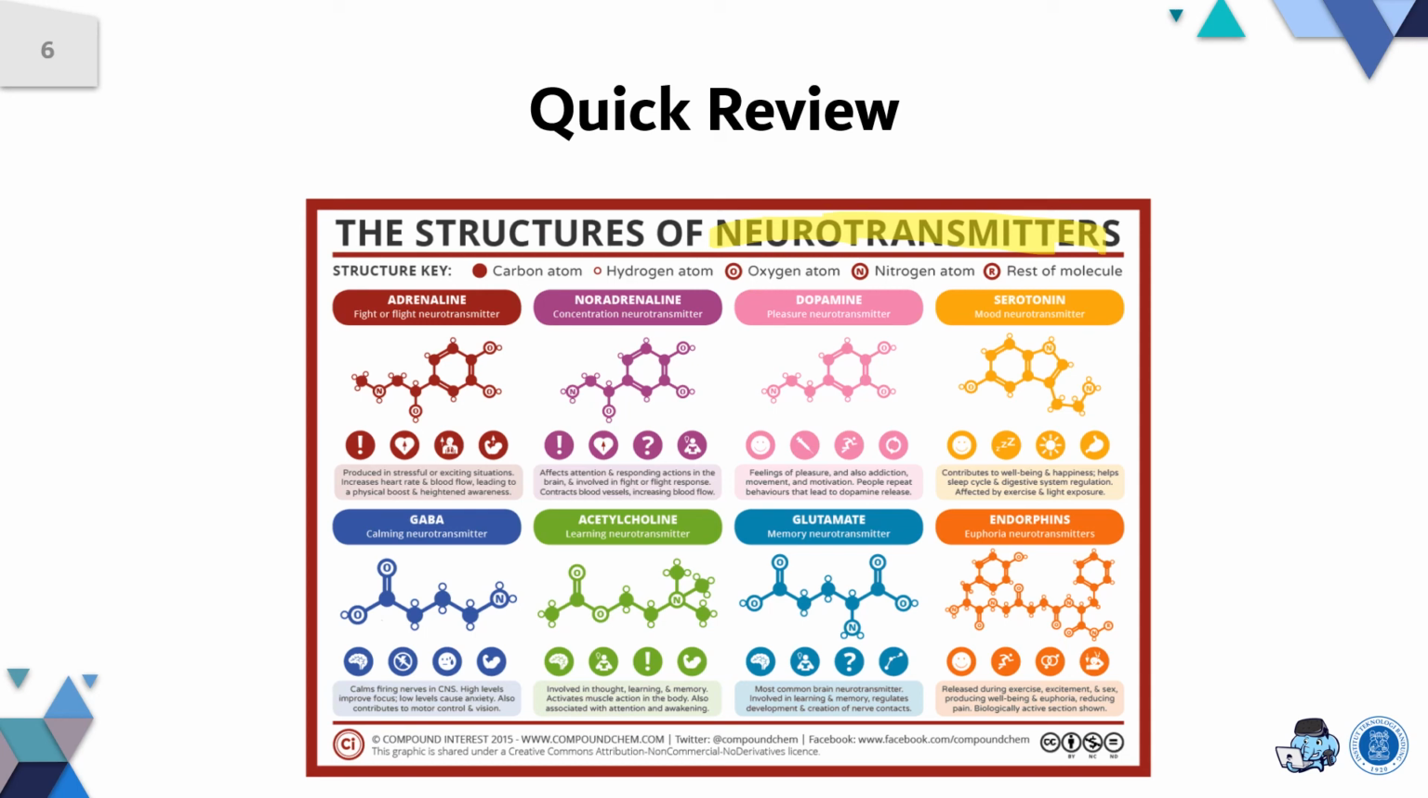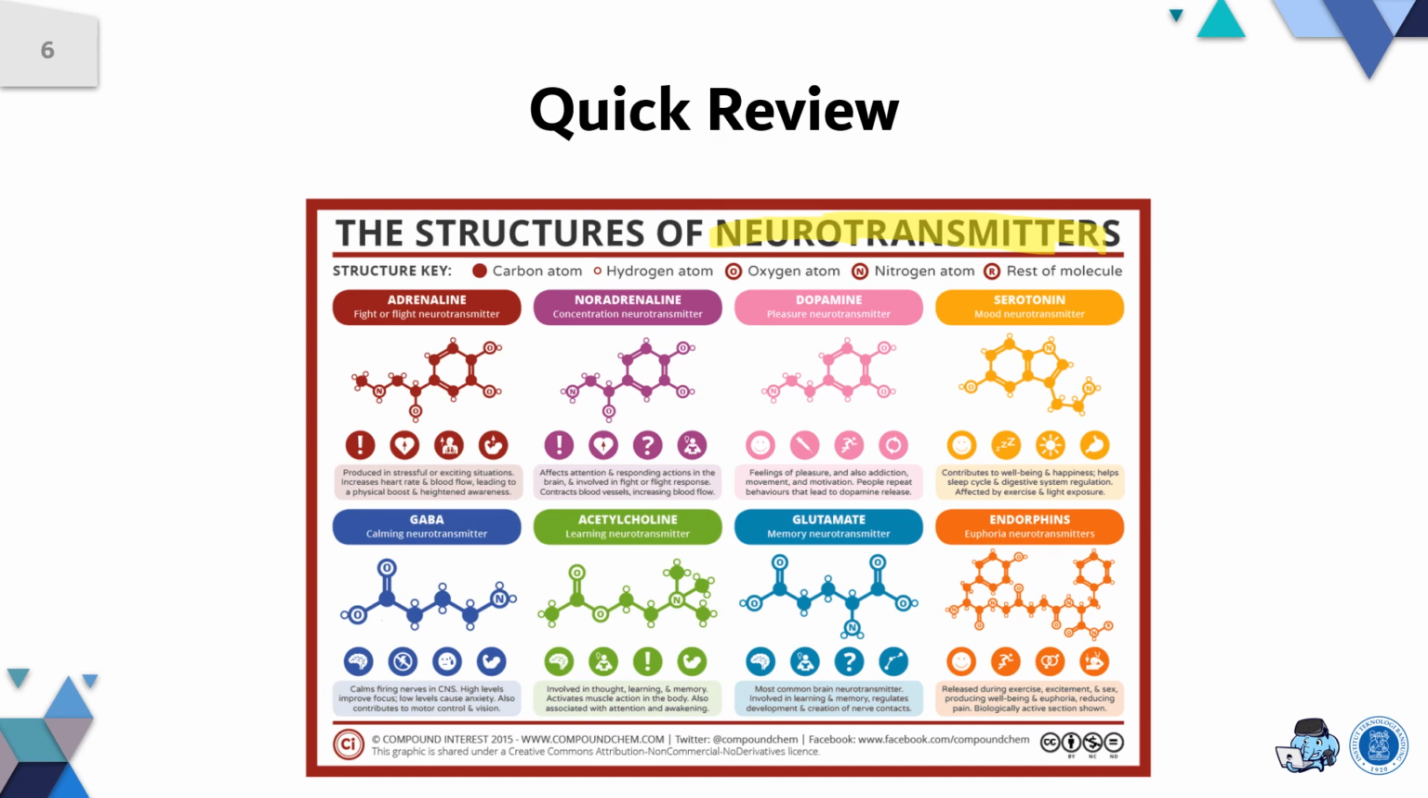And then there are many kinds of neurotransmitters in our body, that may be adrenaline, or maybe noradrenaline, dopamine, serotonin, GABA, acetylcholine, glutamate, and endorphin. All of them are needed in our body. So any kind of imbalance of these neurotransmitters may cause other diseases or disorders in the nervous system.